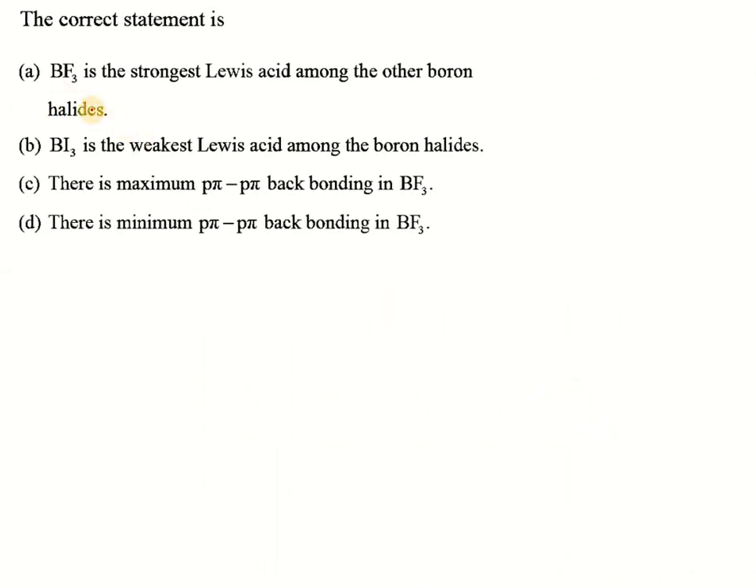The correct statement is: BF3 is the strongest Lewis acid among the other boron halides. BI3 is the weakest Lewis acid among the boron halides. There is maximum p-pi back bonding in BF3. There is minimum p-pi back bonding in BF3.